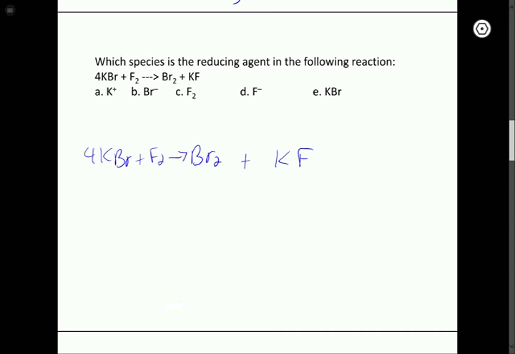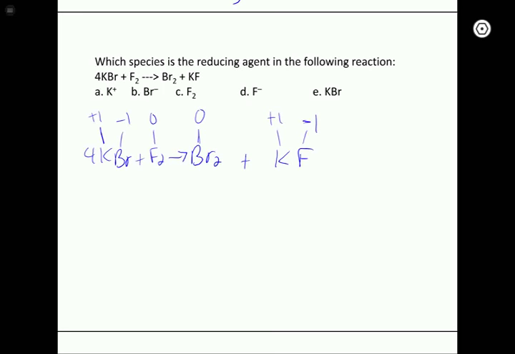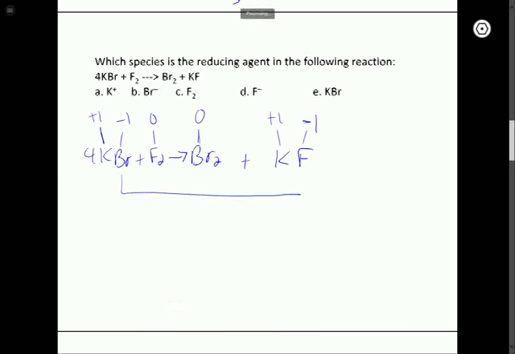There we go. Okay, so if we write the oxidation numbers in, KBr is an ionic compound, so the oxidation numbers are just the charges of the ions, which are +1 and -1. F2 is an element by itself, no other atoms in that structure, so it's going to be 0. Br2 is an elemental form of bromine, so it's going to be 0, and then we have +1 and -1. So potassium's oxidation number is not changing, but bromine and fluorine are, so Br is going from -1 to 0, F2 is going from 0 to -1.